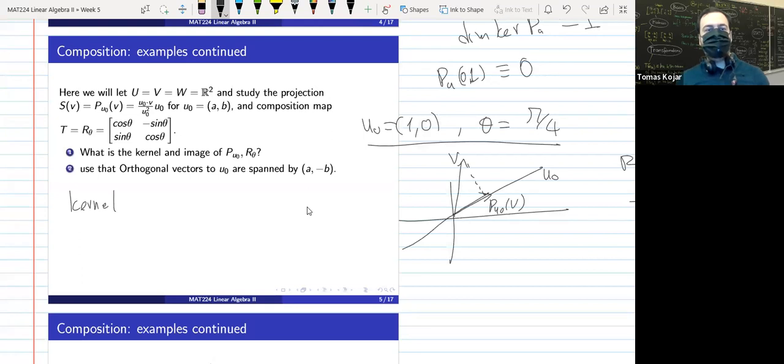So what do you think is the dimension of the kernel of rho theta? So you guys can tell me here in the chat the number. Is it 0? Is it 1? Is it 2? What is it? One.